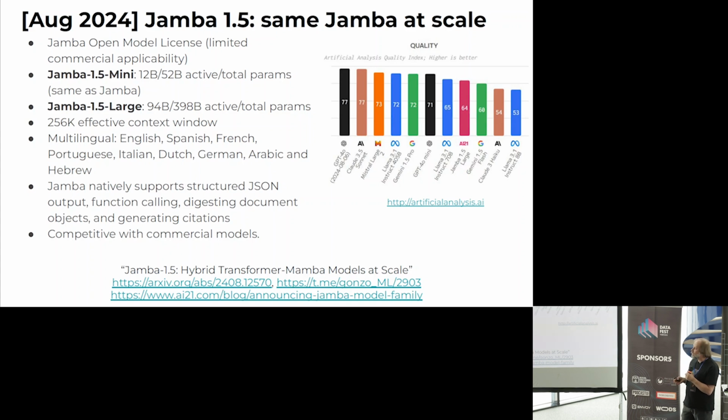You can take this model. It's kind of open. The license changed since original Jumbo. Original Jumbo was Apache 2.0. This Jumbo is under the Jumbo Open Model License. It limits commercial applicability of this model, but at least for research you can use it, and it looks good. It's really competitive.